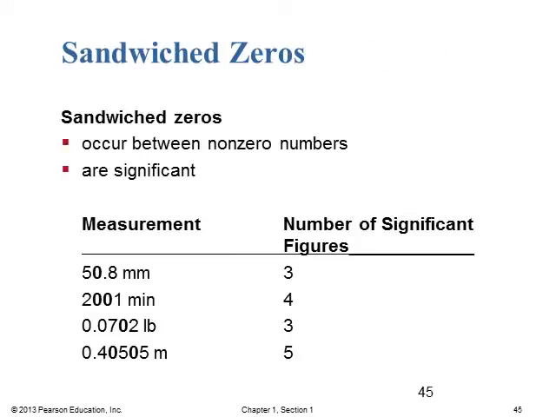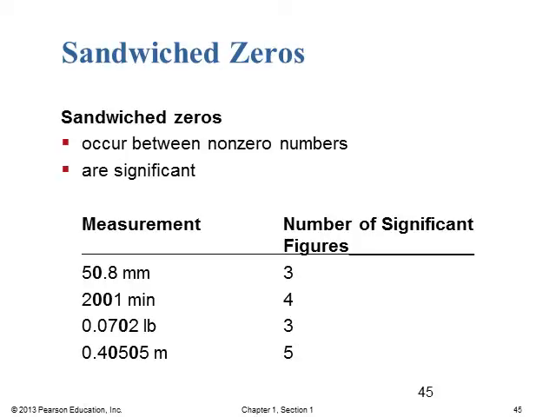Now, zeros that are between two non-zero numbers are sometimes called sandwich zeros, because you have the bread as our non-zeros and then the zeros as the meat and cheese, I guess you can call it. Those middle zeros that are sandwiched between two non-zeros are significant. You see that in the examples in the bottom of the table. 50.8 millimeters, that zero's in the middle, significant, and we have 3 digits, so it's 3 significant figures. In 2001 minutes, all those zeros are between two non-zero numbers, so those are significant. So we have 4 significant figures.